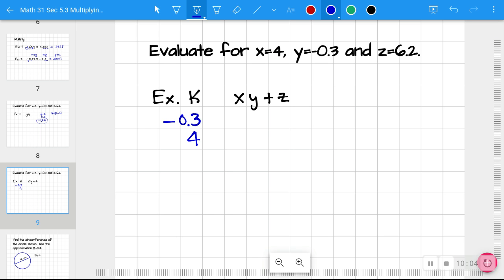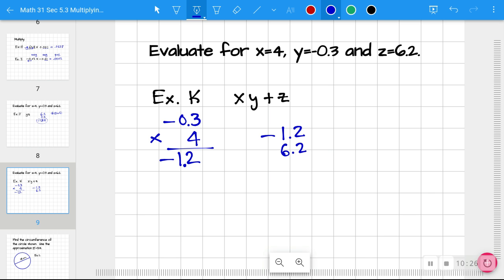Negative 0.3, I mean. And that'll give 3 times 4 is 12, but you have to have one decimal place. And a positive times a negative gives a negative. And now I take that negative 1.2 and I add z to it, which is 6.2.